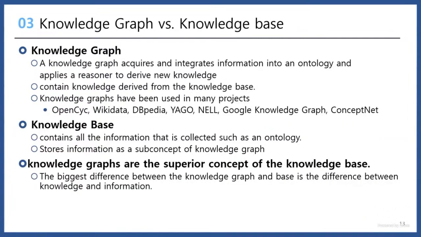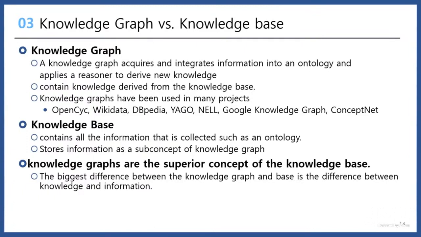Knowledge graphs and knowledge bases are used similarly, but let's compare them. A knowledge graph acquires and integrates information into an ontology. It applies a reasoner to derive new knowledge. It contains knowledge derived from the knowledge base. Knowledge graphs have been used in many projects, for example, OpenCyc, Wikidata, DBpedia, Yahoo, NELL, Google Knowledge Graph, ConceptNet, and so on.